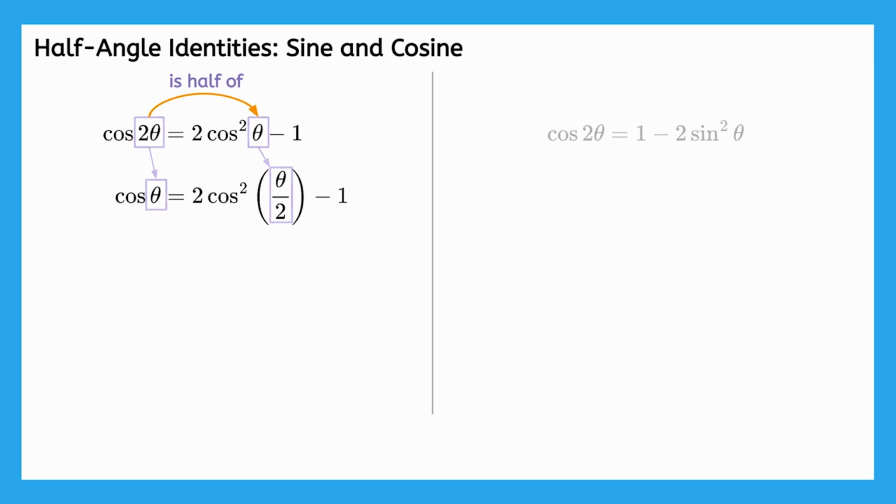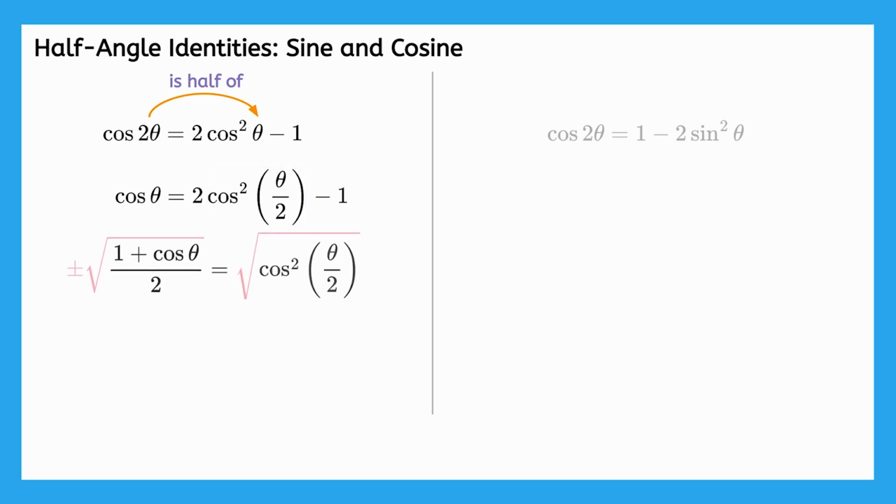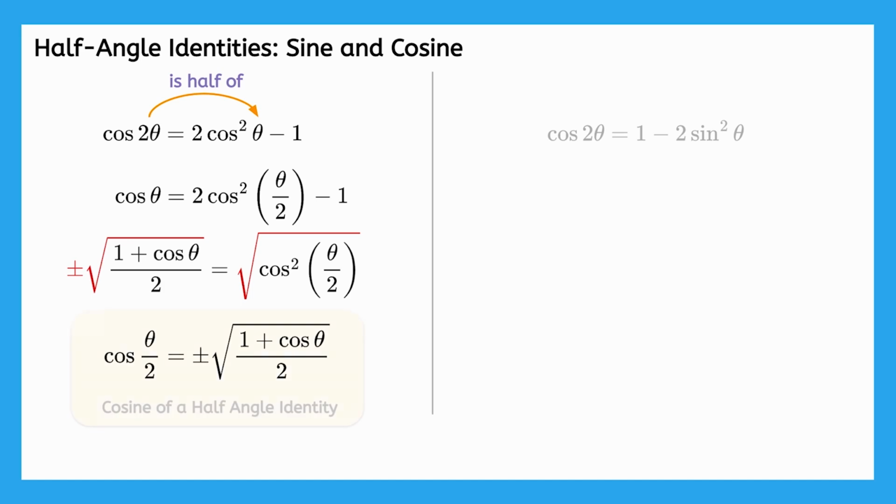Furthermore, now we have an equation containing the expression we're looking for, cosine of theta over 2. Let's isolate this expression by adding 1 and dividing by 2 on both sides. Then we can take the square root of both sides to cancel the square, remembering to write the plus minus sign, and we get that cosine of theta over 2 equals plus minus square root of 1 plus cosine theta over 2. This is our cosine of a half-angle identity.